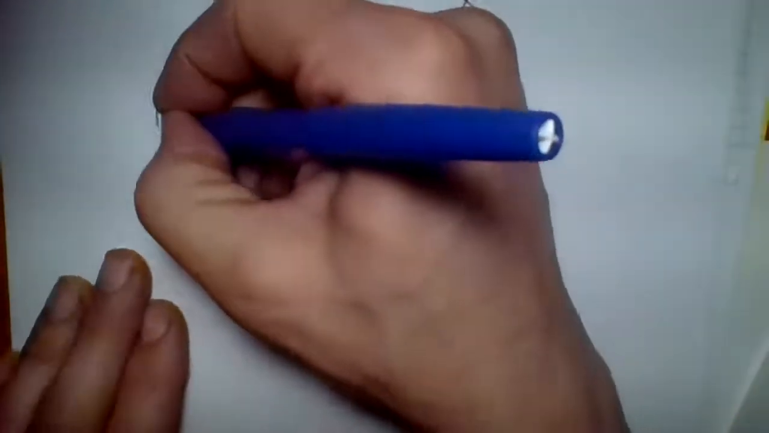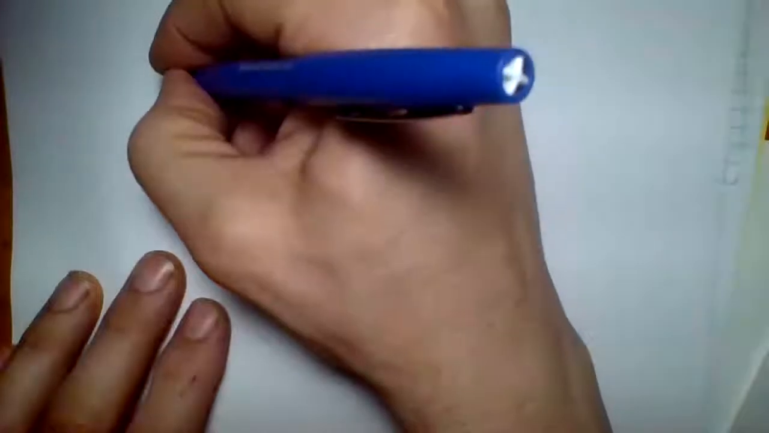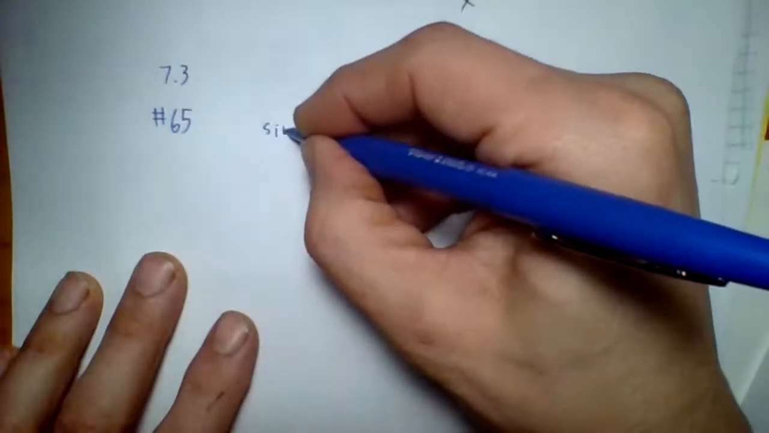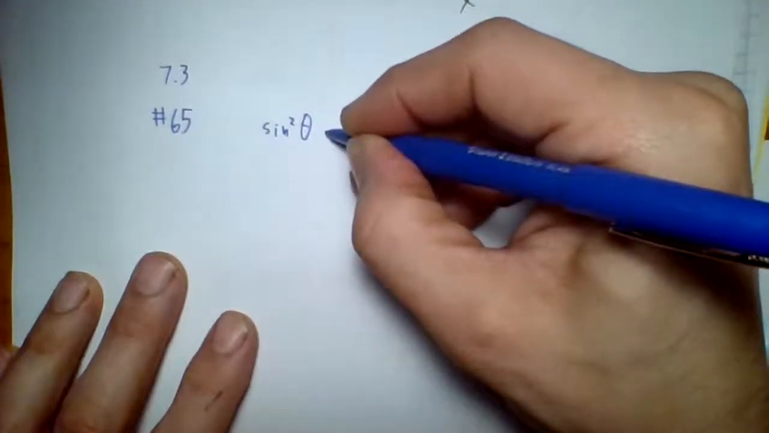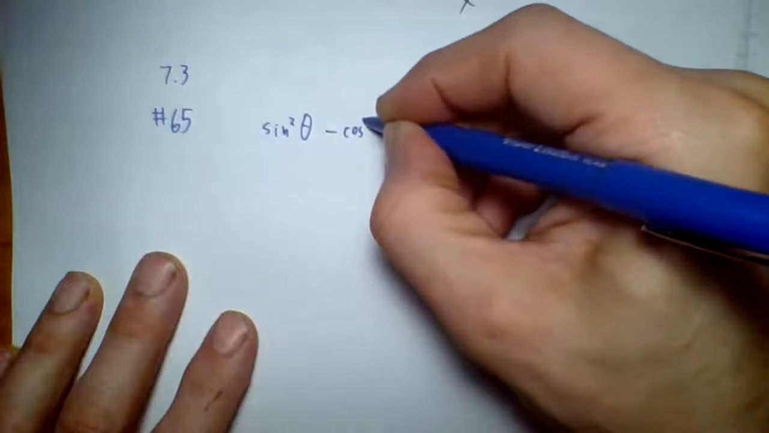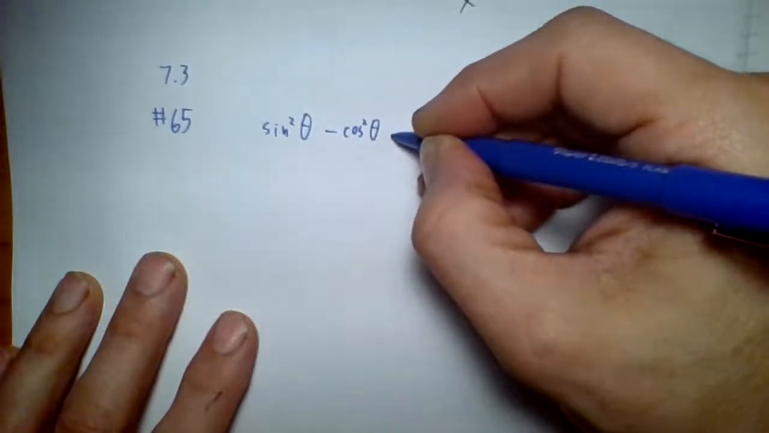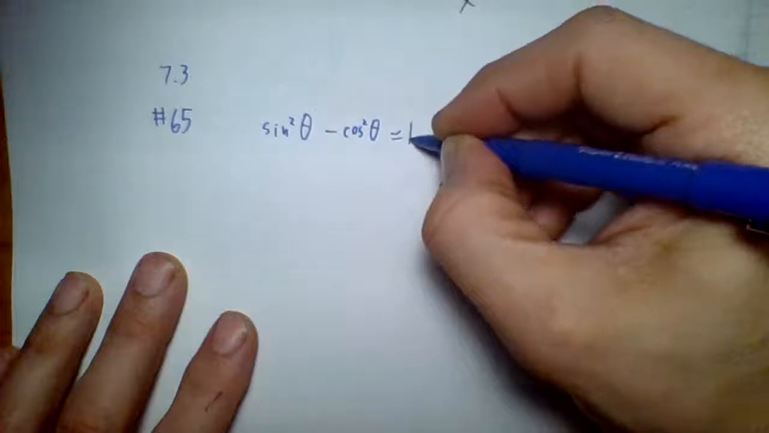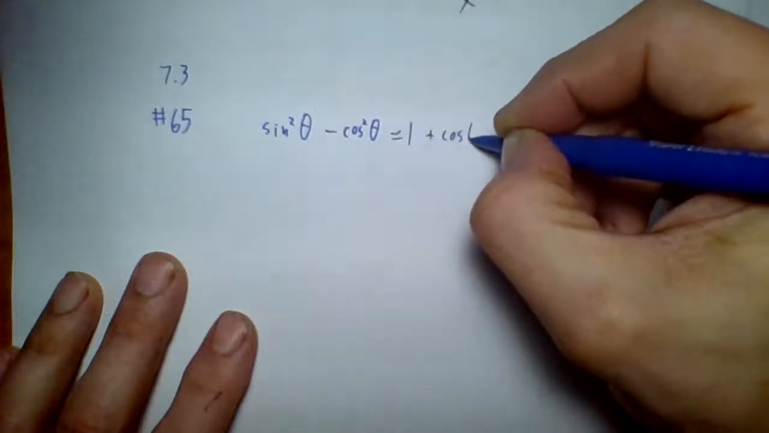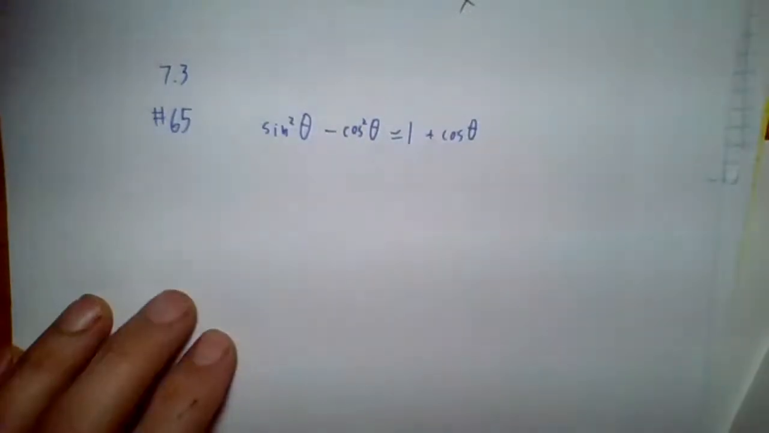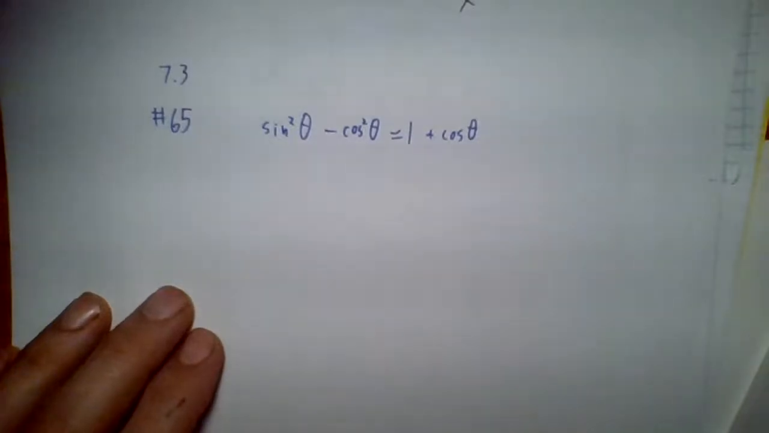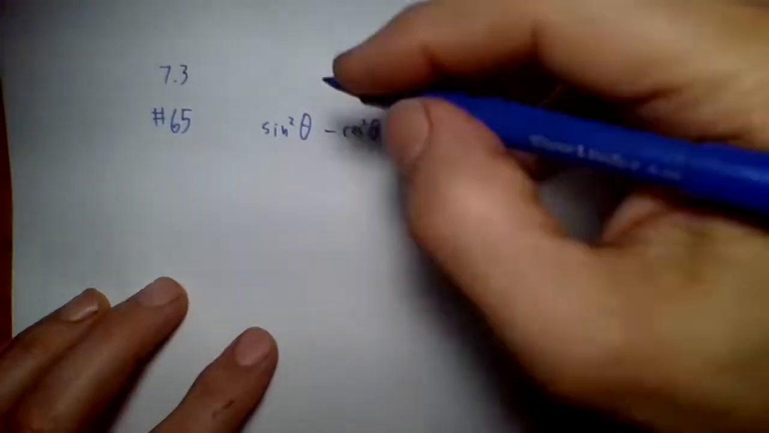Number 65. 7.3. So these equations are going to show up toward the end of the homework here, but number 65 is similar to one of those. I've got sine squared theta minus cosine squared theta equals 1 plus cosine theta. Solve each equation on the interval from 0 to 2 pi.